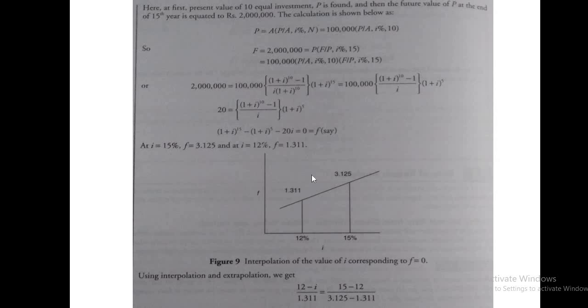So for this interest rate I, for this particular future value condition, how can we find that particular I value? When we equate this equation with respect to 0, we will get that particular I value. In other words, we can say that the F value should be 0.